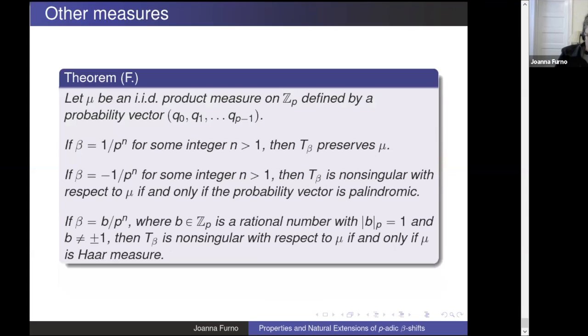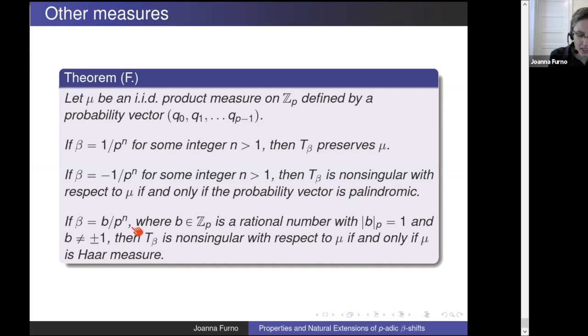And so, again, you can bring this into your, sorry, I copied this from a paper and I missed these T's. These should be S's for our p-adic ones. If you're 1 over p to the n, you're preserving any of these measures. If you're negative 1 over p to the n, you can only preserve the ones that are palindromes, and, well, our measure would be a palindrome. Those are the only ones that are going to give you something that's non-singular.